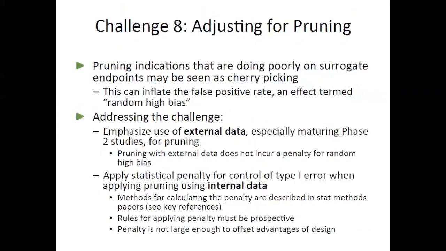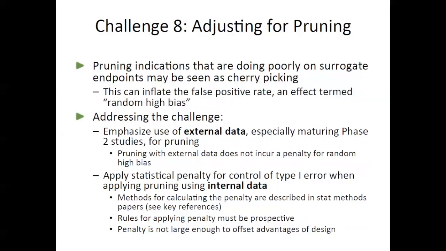So adjusting for pruning is challenge number 8. Pruning indications that are doing poorly on surrogate endpoints may be seen as cherry picking. What this means is if you have a bunch of indications under the global null hypothesis, which means that the drug actually does not work in any of the indications, and you evaluate them at interim, due to the play of chance, some of them may have fluctuated so they look positive just due to random chance. And then those are the ones that you're going to carry forward in this design if you have a drug that doesn't work, and you're going to reuse that data. So all of those arms have started with a little bit of a head start. They had a positive fluctuation. And this is cherry picking, and it will inflate the false positive rate.